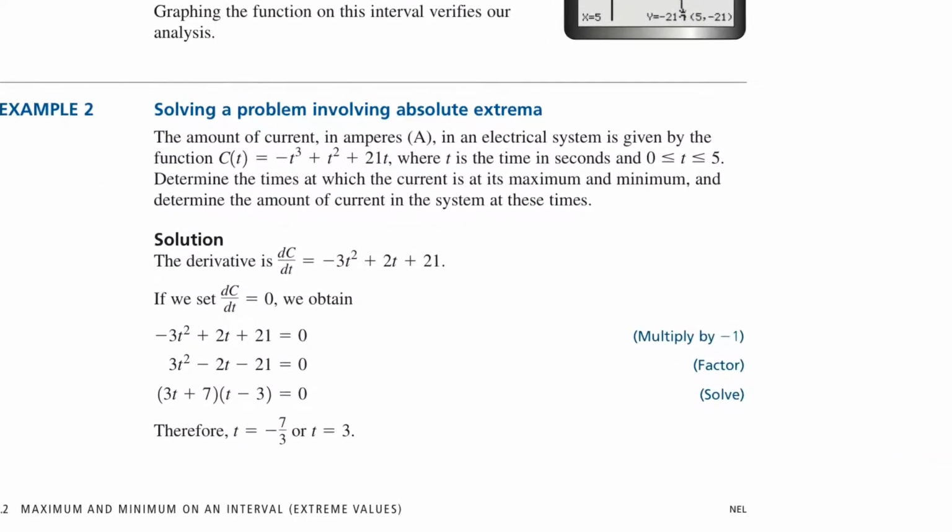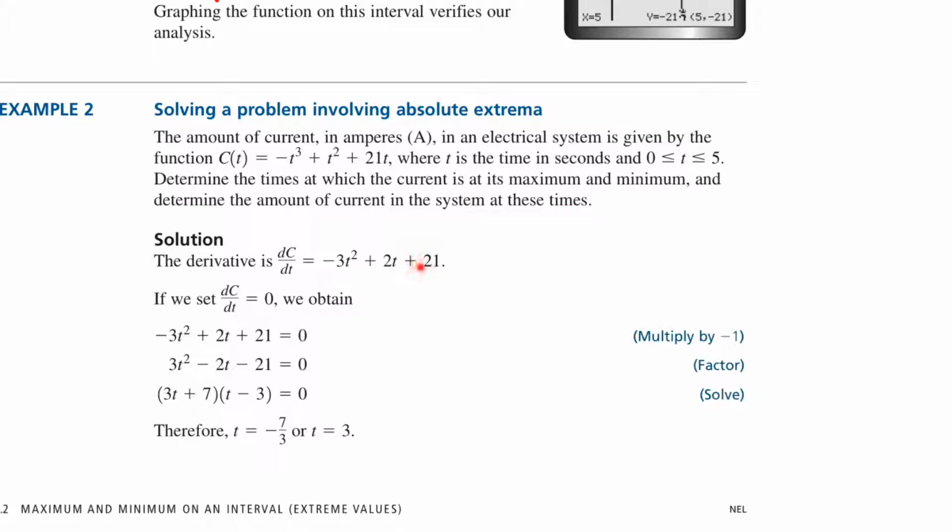Let's look at example 2. The amount of current in amperes in an electrical system is given by C(t) equals minus t^3 plus t^2 plus 21t, where t is the time in seconds and t is between 0 and 5. Determine the time at which the current is at its maximum and minimum, and determine the amount of the current in the system at these times.